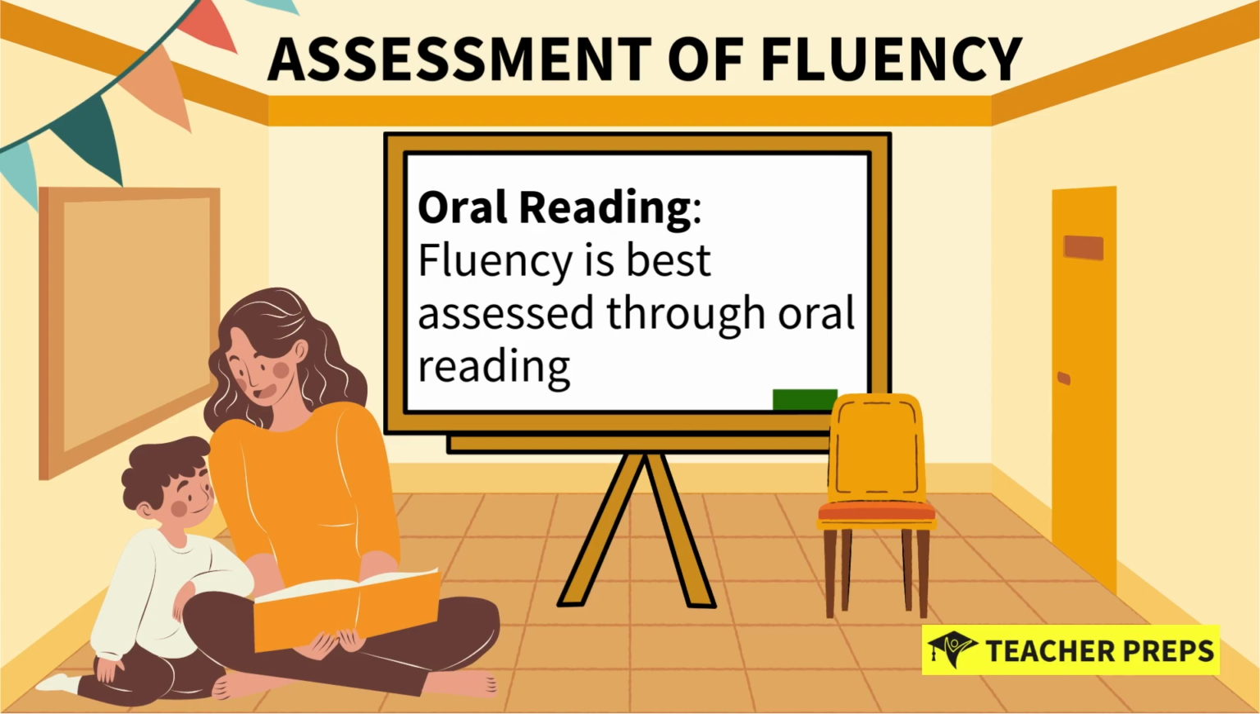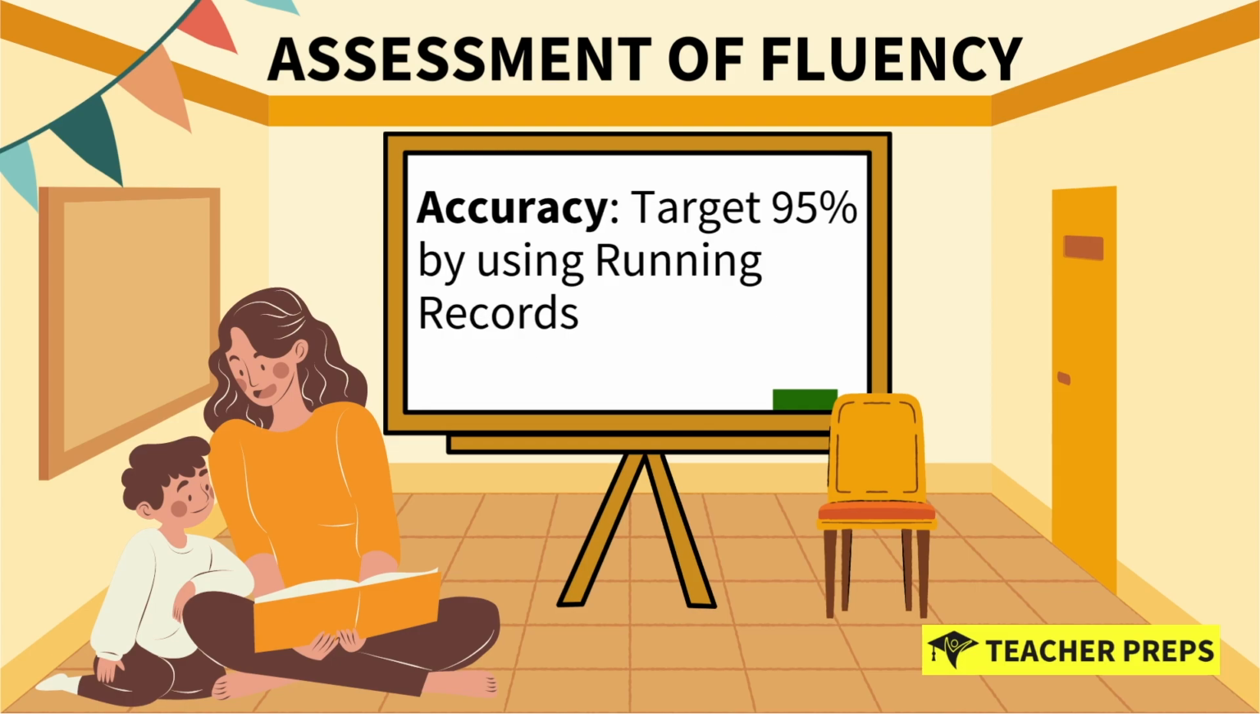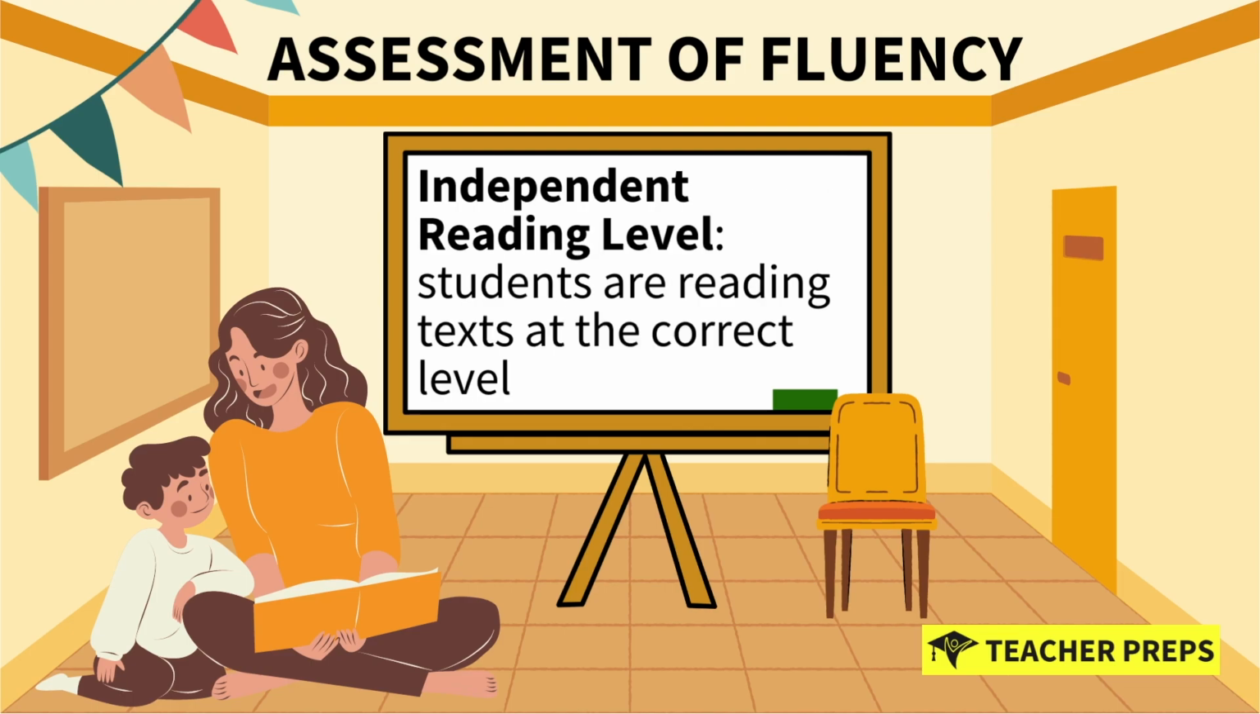Fluency is best assessed through oral reading, taking into account developmental aspects and grade-specific expectations. For accuracy, the target is 95%, and we use procedures like running records and miscue analysis to assess accuracy. During an assessment, find books at students' independent reading levels.